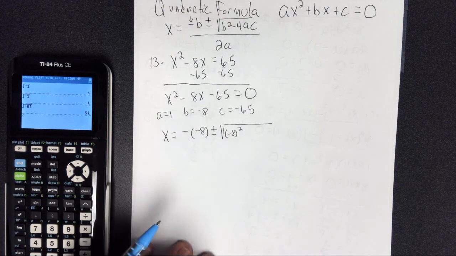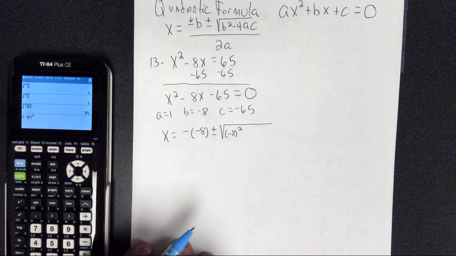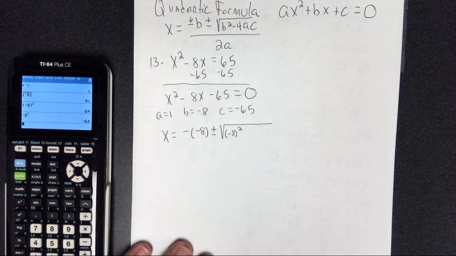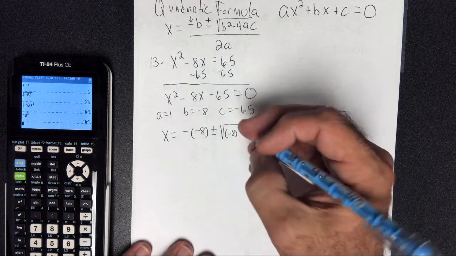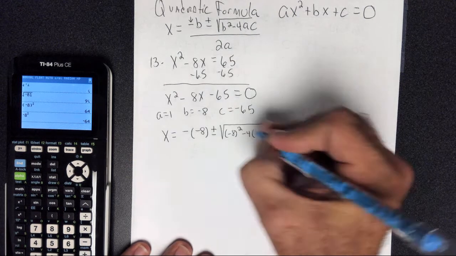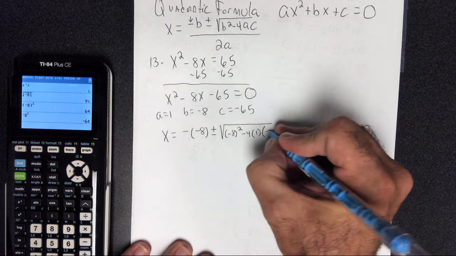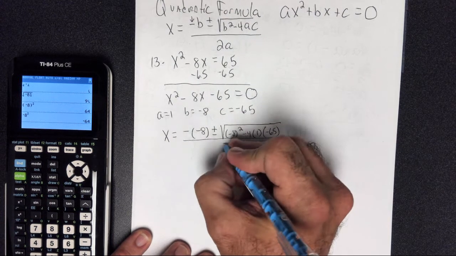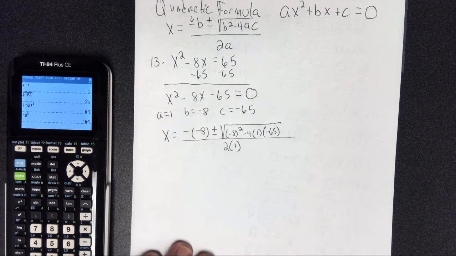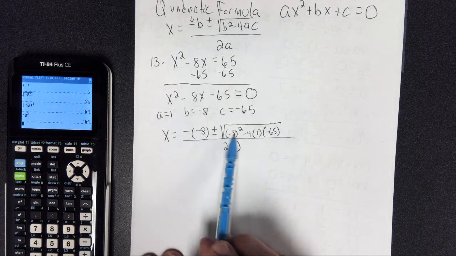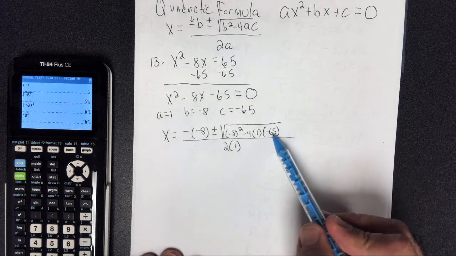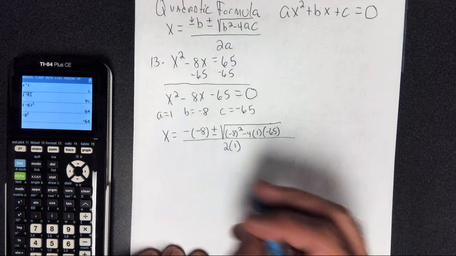Watch this. Negative 8 squared is a positive 64, but if you do it like this, without parentheses, it's going to give you negative 64, which is wrong, okay? Alright, minus 4 times A, which was 1, and C, which is a negative 65. All that's over 2 times my A, which is 1. So all you're doing is you're putting the B's right here, the A's right here like it says, and the C right here. This is all order of operations.